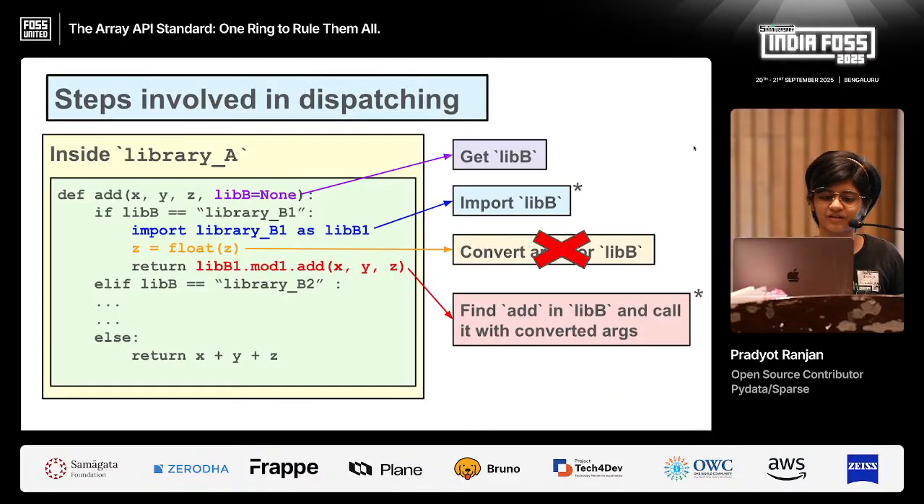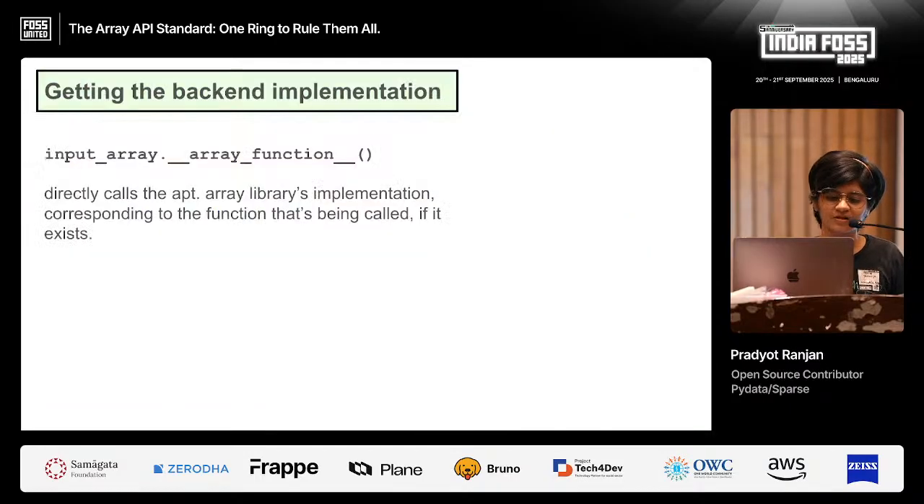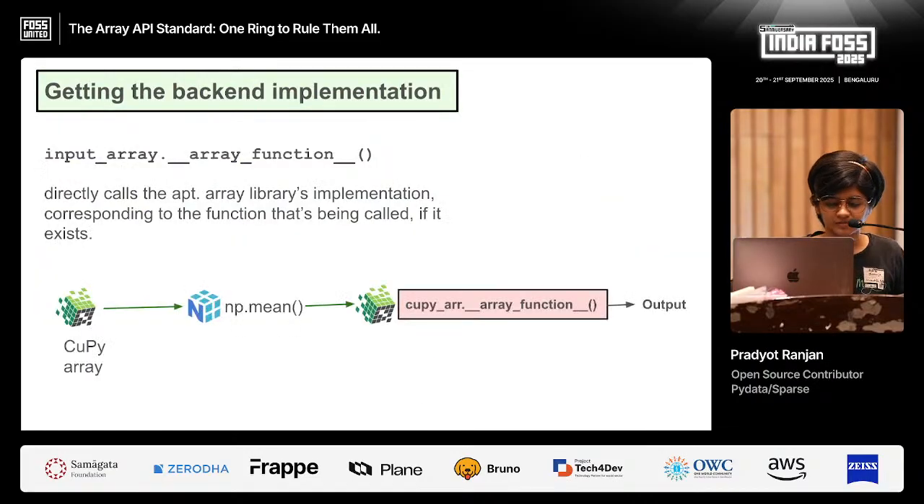So in NumPy, we don't do the conversion step because in arrays conversion is a bit complicated. So in arrays you would mostly see type-based dispatching and not backend-name based. Here we call a function, we pass a CuPy array into the np.mean function, and what it does is that it takes that CuPy array and tries to find this __array_function__ method, and that dunder method automatically calls the CuPy implementation of the mean function.